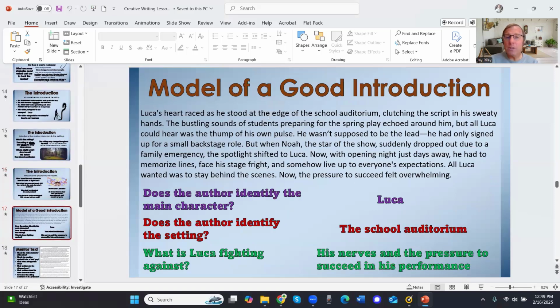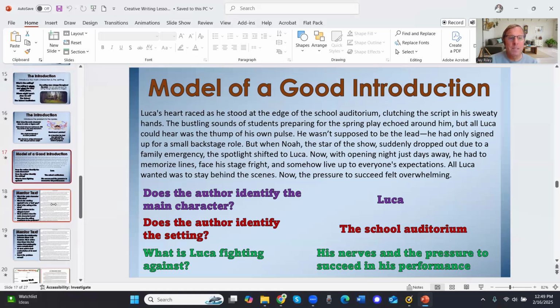Okay, so in our introduction here, we've got our main character, Luca. We've got our setting, the school auditorium, and we've got the antagonist, or the force or character that Luca is fighting against, which is his nervousness and the pressure he feels to succeed in this performance.